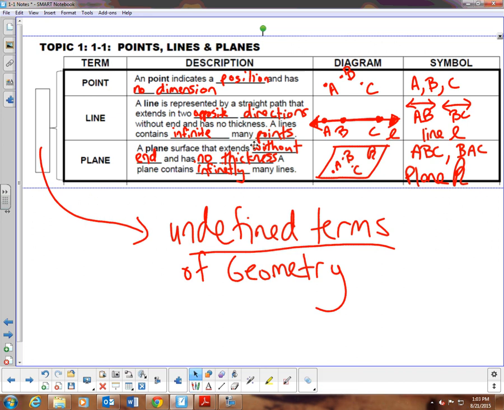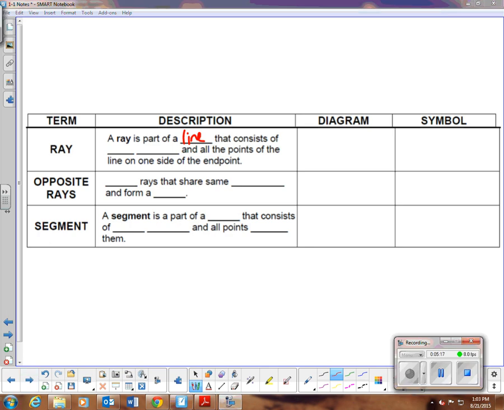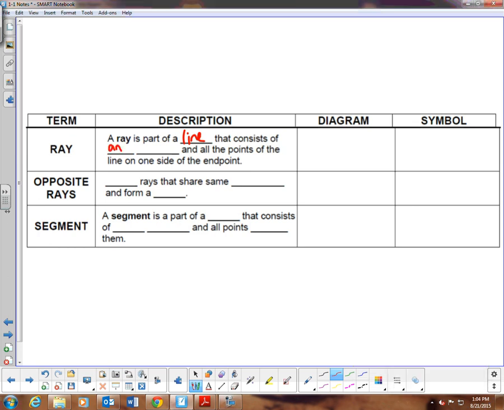Now, from these three terms, we get a few more terms. Okay, we get the term ray, opposite ray, and segment. So, a ray is a part of a line that consists of an endpoint and all the points of the line on the one side of the endpoint.